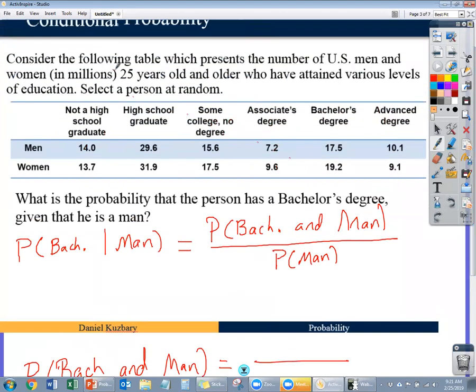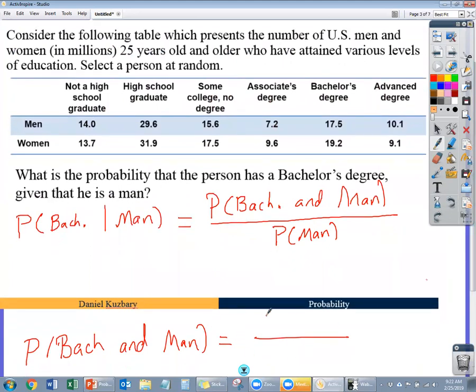I'm sorry, that's not the total group size. That's the breakoff for. So I'm going to need to find the total group size. I'm going to need to add all these numbers together to get my denominator. And then the numerator is going to be the number of people in this group who both have the highest degree as a bachelor's and are also men, and that'll be a really easy number. In fact, that number is right here. So this is the number of people in the group whose highest degree is a bachelor's who are also men. That'll be my numerator, 17.5.